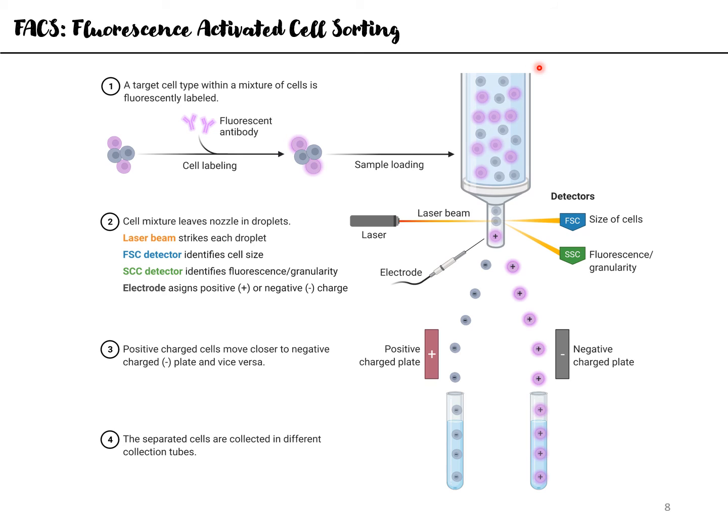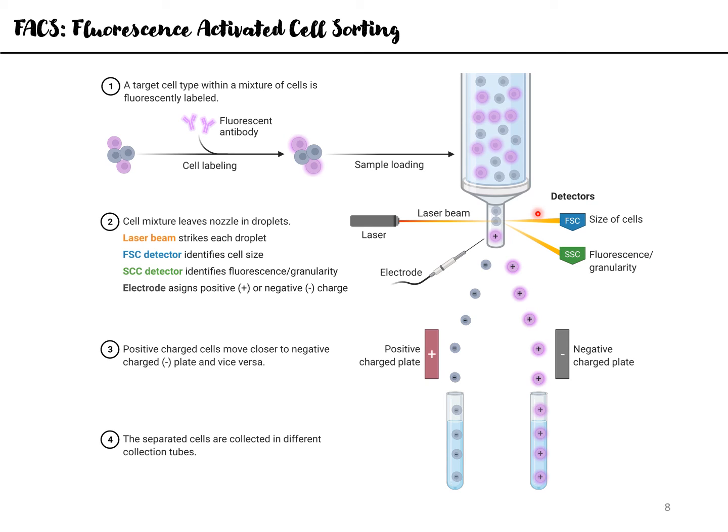Now you load the sample. The sample is prepared such that the suspension is dilute enough so that only one cell passes through at a time. Now as the cell is passing through here, there is a laser beam. The pathway of the laser beam is getting interrupted, and this forward scatter detector, which detects the size of the cells, will detect, okay, one cell has now passed through.